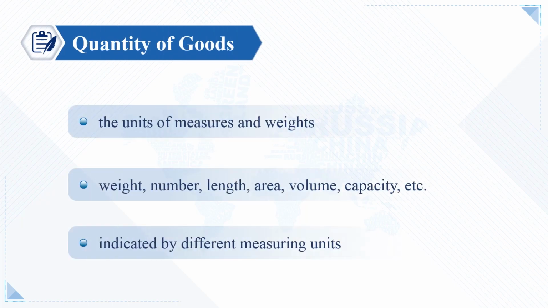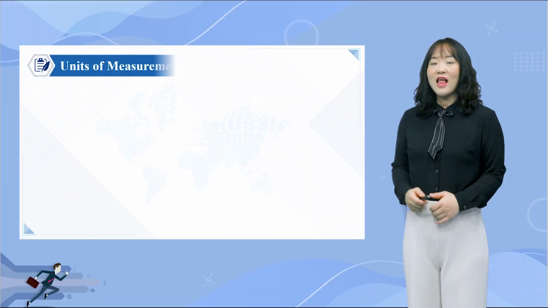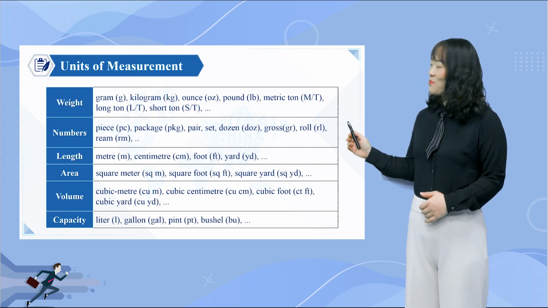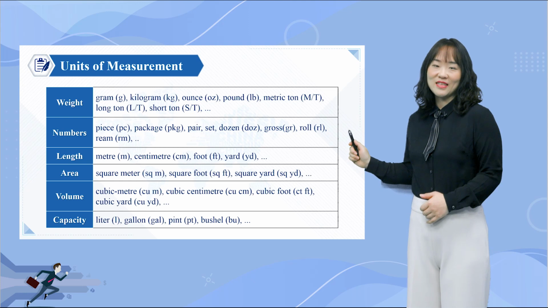Quantity refers to the units of measures and weights. Quantity clause is one of the necessary conditions for the conclusion of an import-export contract. Each physical unit, such as weight, number, length, area, volume, or capacity, is represented by a specific unit. This table shows the commonly used units and symbols in international trade.